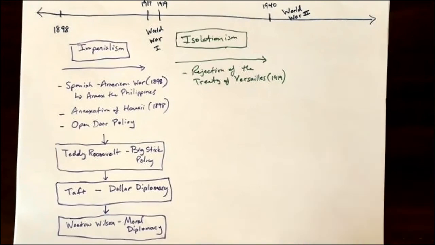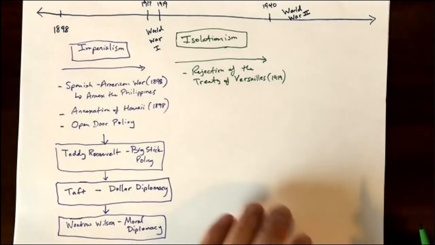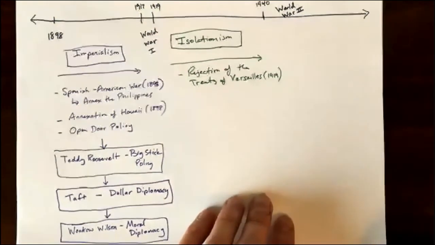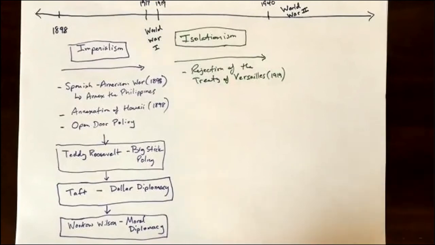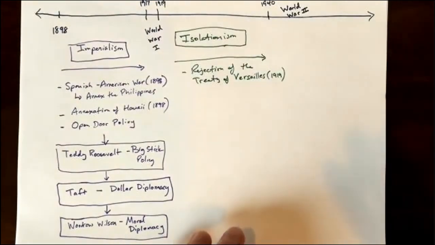And so that rejection of the Treaty of Versailles basically creates this chain reaction in which America becomes increasingly, I guess, withdrawn from the rest of the world. We don't join the League of Nations, don't ratify the Treaty of Versailles, and then we start to do things in the 1920s and the 1930s that pull us out of world affairs. So that doesn't mean we're not involved at all.